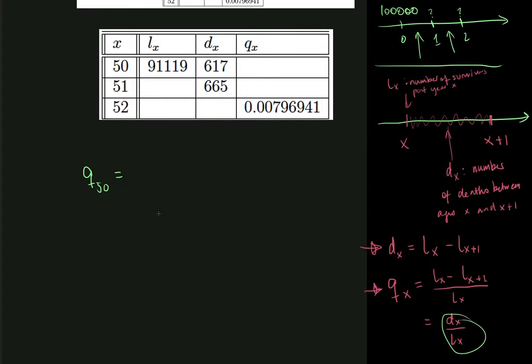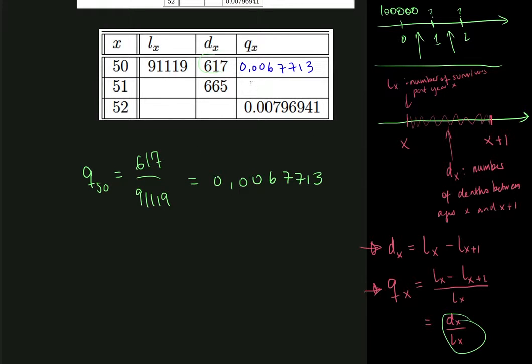The ratio of deaths is just given by the number of deaths out of the number of survivors at the beginning of the period where I look at the deaths. And this number is equal to 0.00677713. So here I'll write 0.00677713.